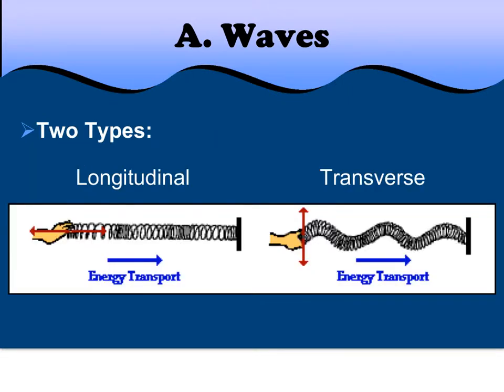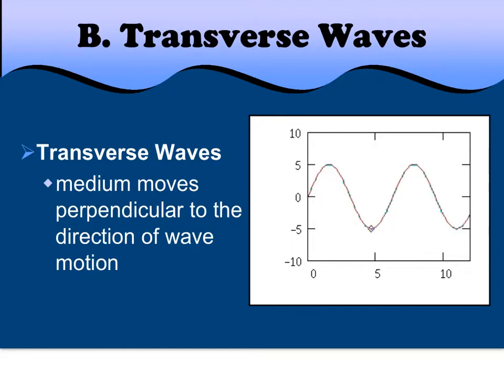There are two types of waves you need to be familiar with. One is longitudinal and the other is transverse. Note that both of these types of waves, the energy transport is in the same direction. They just move differently. In a transverse wave, the medium moves perpendicular to the direction of the wave. So in this example, the wave is still moving in this direction, but the medium is moving up and down.